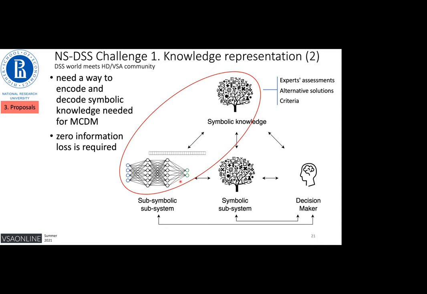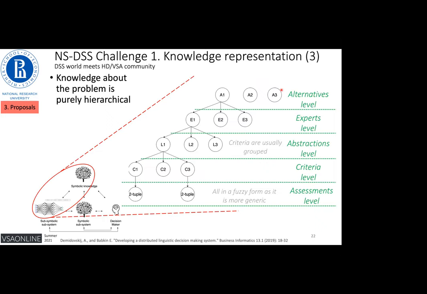As we are focusing on MCDM, let's consider this use case. And here we need zero information loss. So what is the symbolic knowledge? Symbolic knowledge in our case is experts' assessments, alternative solutions and criteria. So everything needed for the expert and for the decision maker to work with the problem definition. It turns out that knowledge about the problem in decision support systems is purely hierarchical. The hierarchy here is that there are alternatives, then there are experts that respond for each alternative, then there are groups of criteria and particular criteria, and then the assessments.